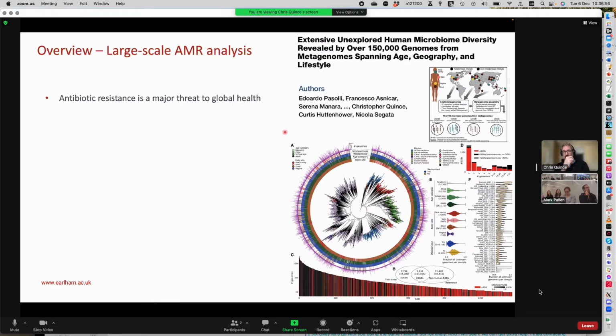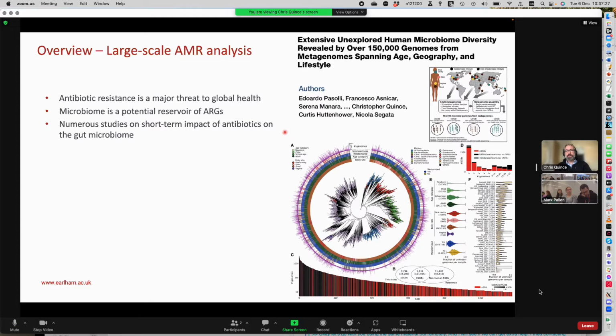But what we did was a sort of reanalysis. So one thing they didn't cover in the original paper was antibiotic resistance. Now, obviously, antibiotic resistance is super important in the context of human health. And the question we wanted to look at was the extent to which the gut microbiome is a reservoir of antimicrobial resistance genes.